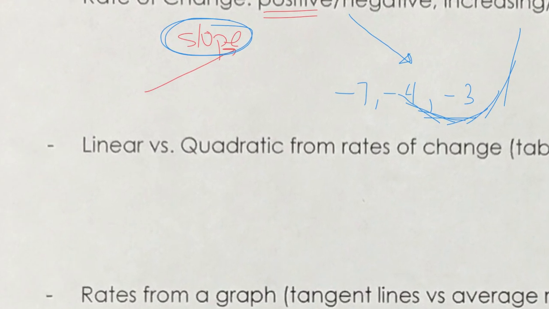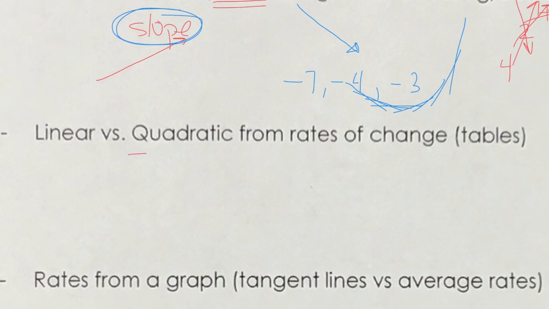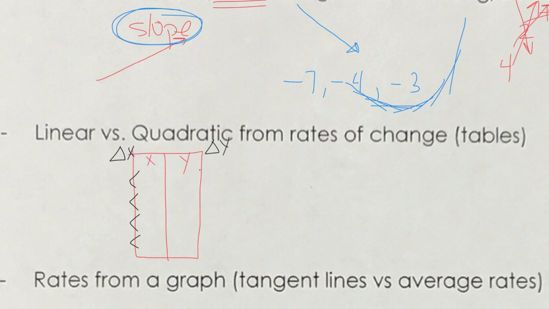Okay, a linear versus a quadratic from a table. Okay, from a table. Remember, we did a whole entire worksheet where we were given this table of x and y values. And what we did was we looked at the change in x, right? So we looked at the change in each one of these terms, and we compared it to the change in y.